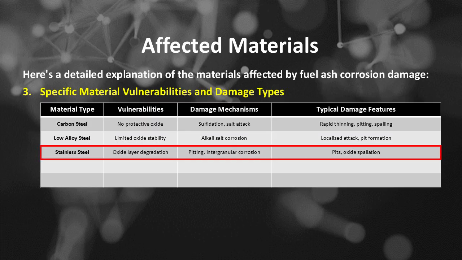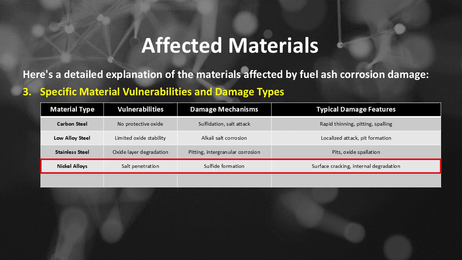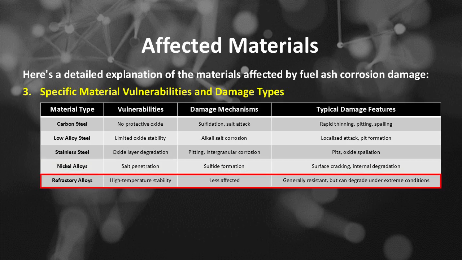For material type stainless steel, the vulnerability is oxide layer degradation, damage mechanisms are pitting and intergranular corrosion, typical damage features are pits, oxide spallation. For material type nickel alloys, the vulnerability is salt penetration, damage mechanisms are sulfide formation, typical damage features are surface cracking, internal degradation. For material type refractory alloys, the vulnerability is high temperature stability, damage mechanisms are less affected, typical damage features are generally resistant, but can degrade under extreme conditions.